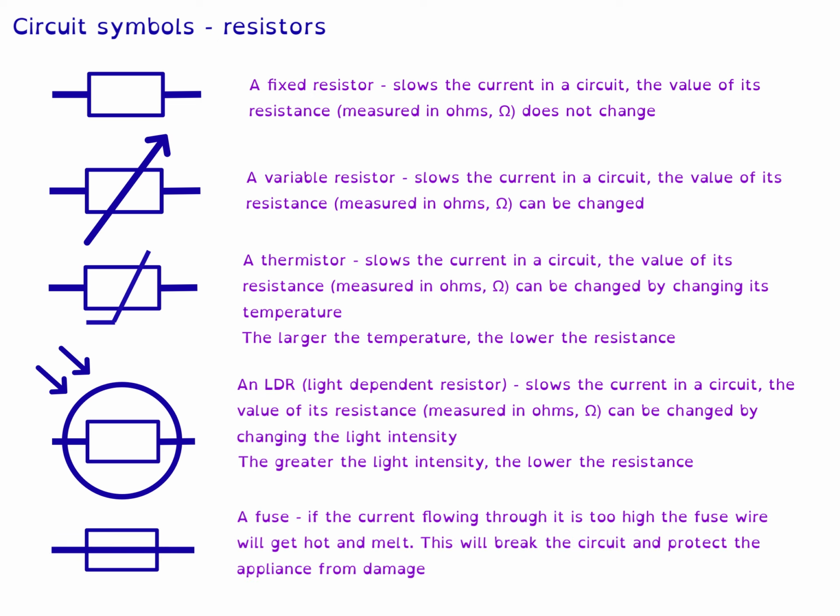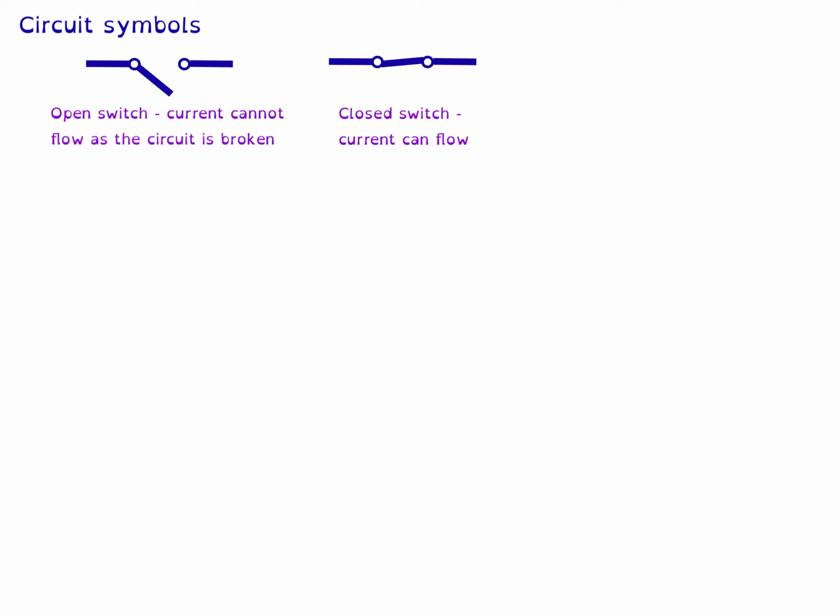And this is a fuse. If the current flowing through it is too high, the fuse wire will get hot and melt. This will break the circuit and protect the appliance from damage. Other symbols you need to know include open switch, current cannot flow as the circuit is broken; a closed switch, current can flow; a lamp or bulb, this lights when current is flowing.